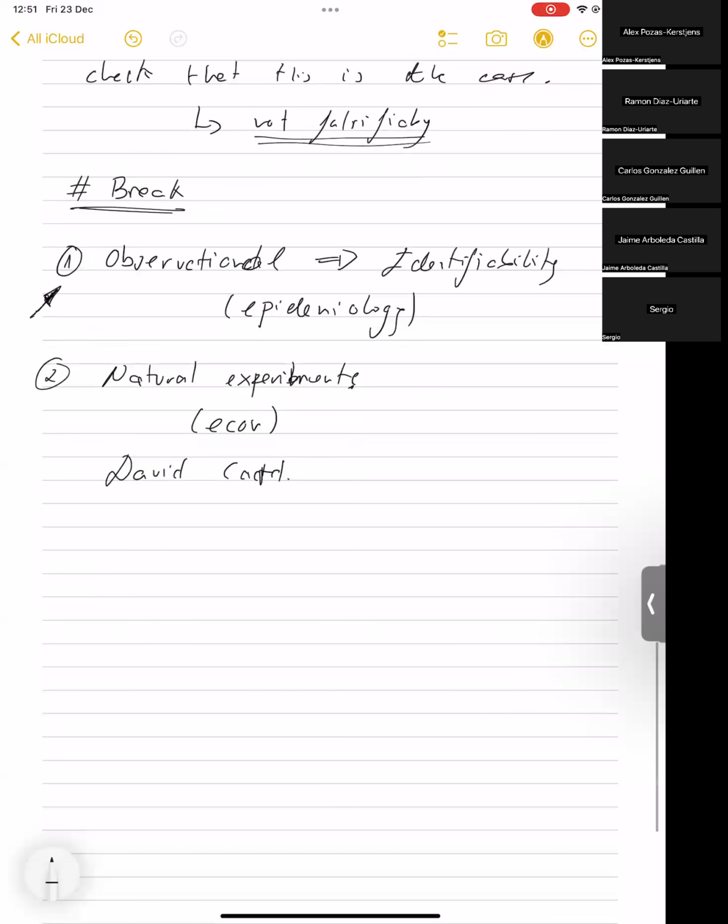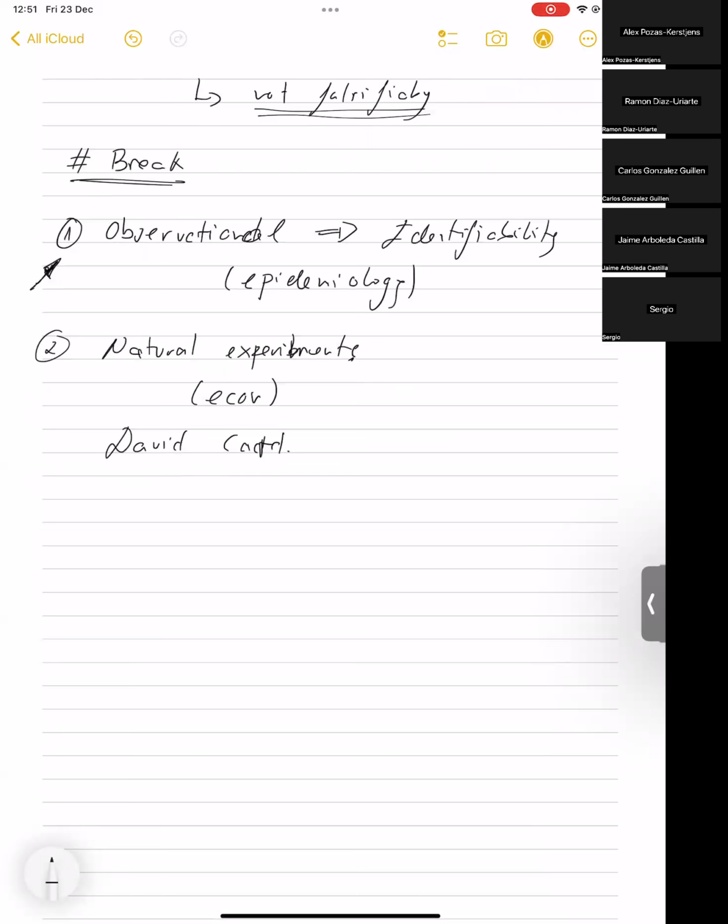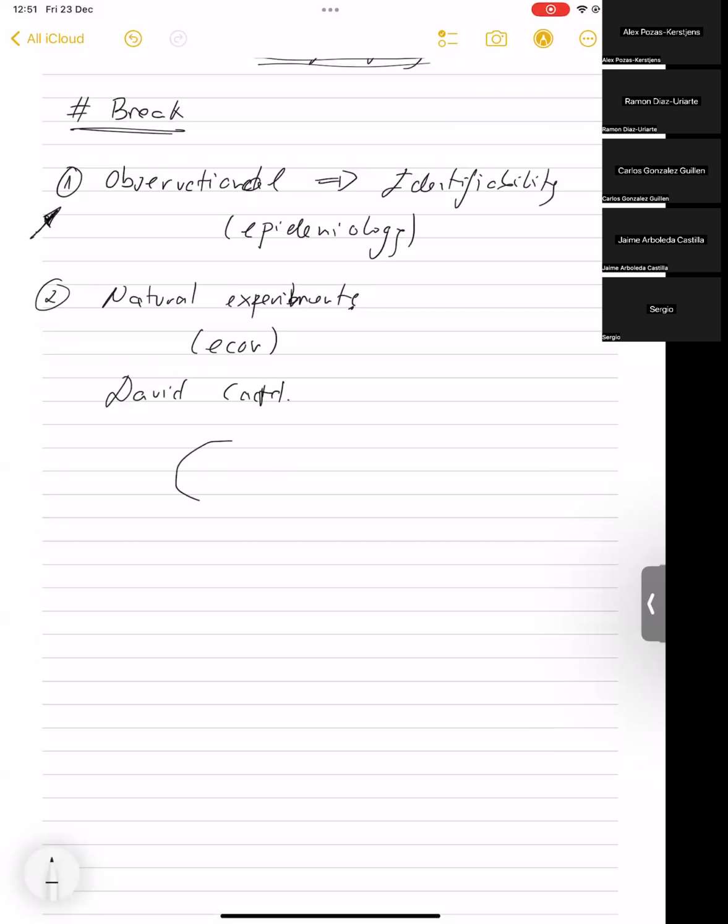And the way he solved this problem, which was pretty smart, was that he took two nearby states. One was New Jersey and the other one was Pennsylvania. And he realized that in one of those, I don't remember which one, I think it was New Jersey, there had been an increase in the minimum wage. But in the nearby state, Pennsylvania, there was not such an increase, right? And he studied the evolution of the unemployment rate in both states.